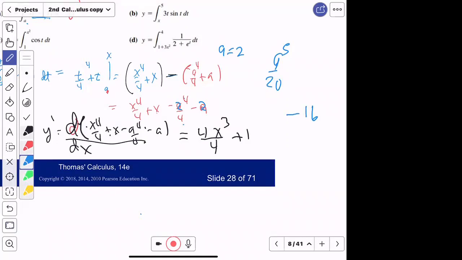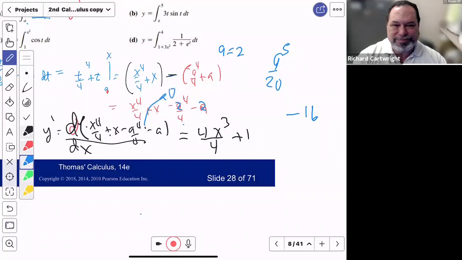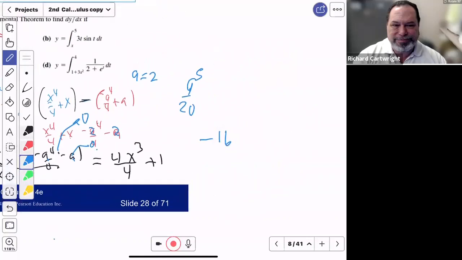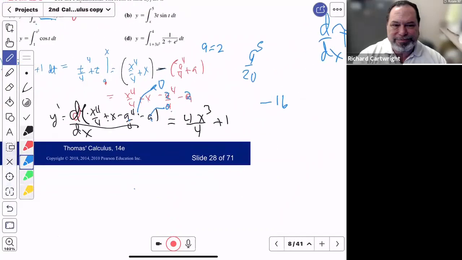Yeah, this turns into 0. This turns into 0. They're just constants. It's a trick question. It's like that one day when I said, what's the derivative with respect to x of pi? You know, I tricked you. It's a 0. It's a constant. So the answer really is 4x cubed over 4 plus 1.